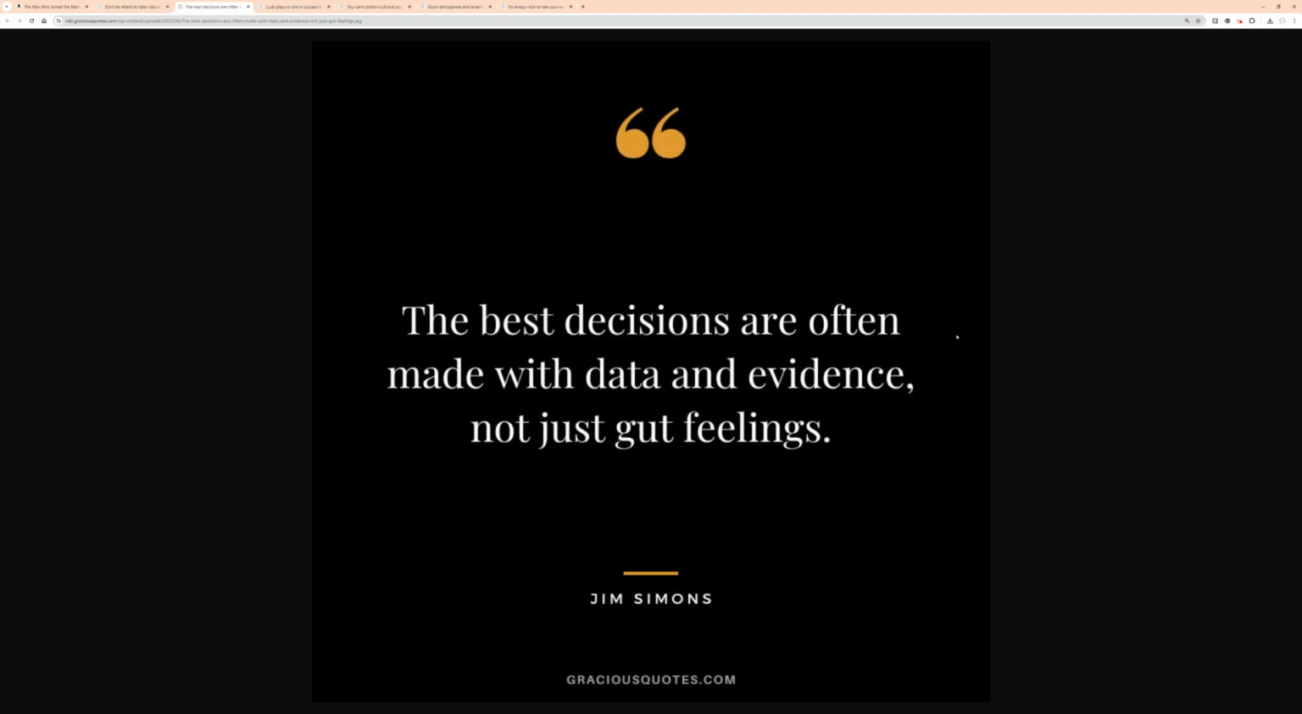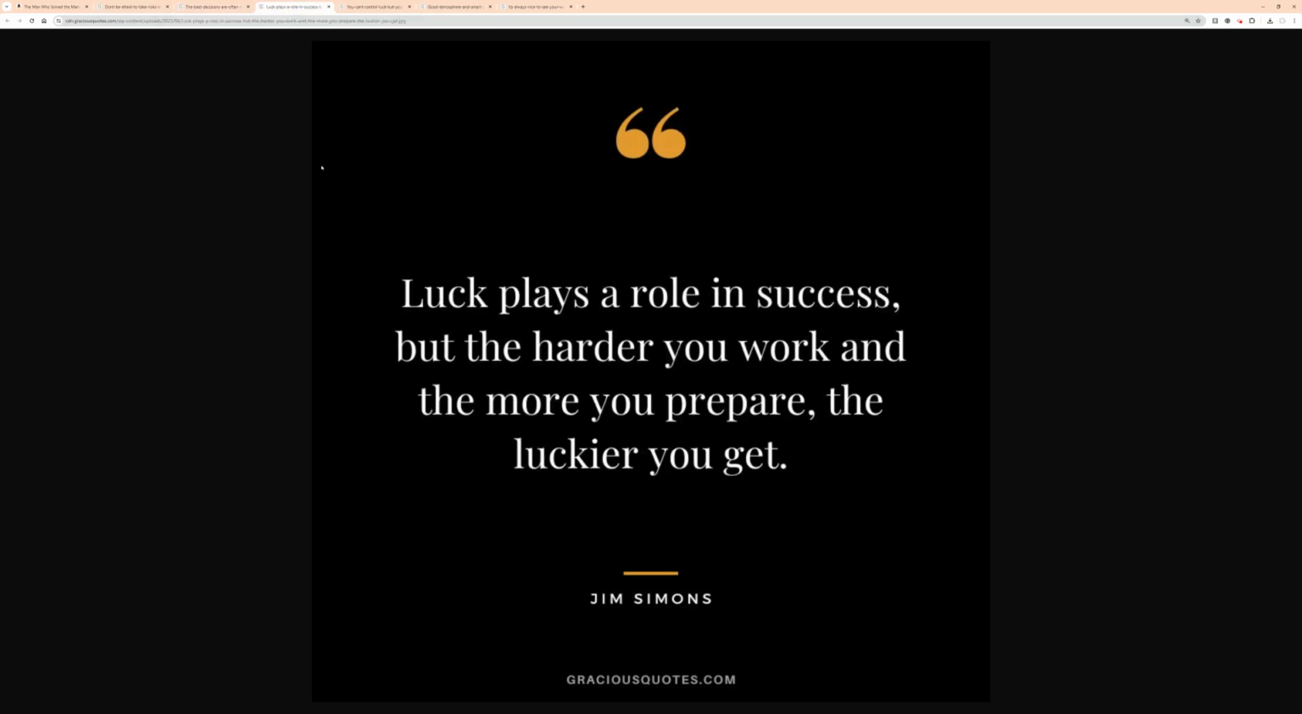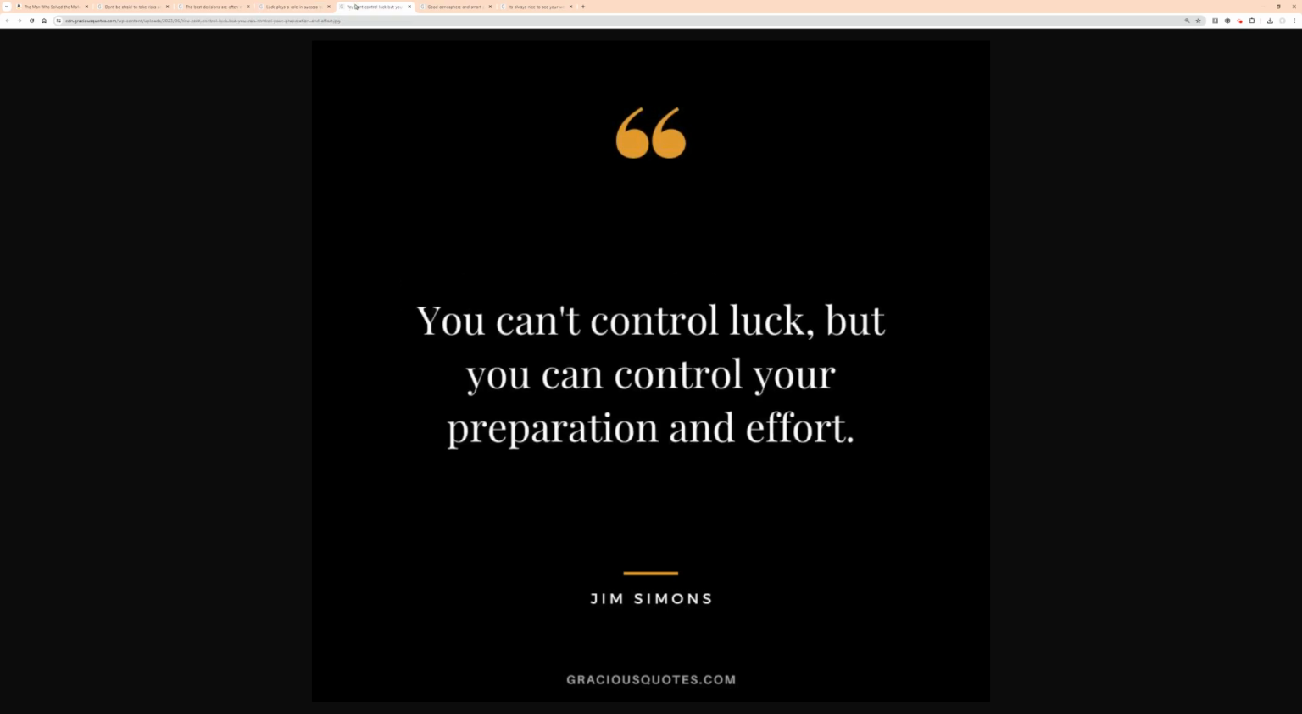The best decisions are often made with data and evidence, not just gut feelings, because I will tell you, gut feelings, that'll get you so far in life, and that'll get you in a lot of trouble as well, which comes on to here with luck plays a role in success, but the harder you work and the more you prepare, the luckier you get. You can't control luck, but you can control your preparation and your effort.